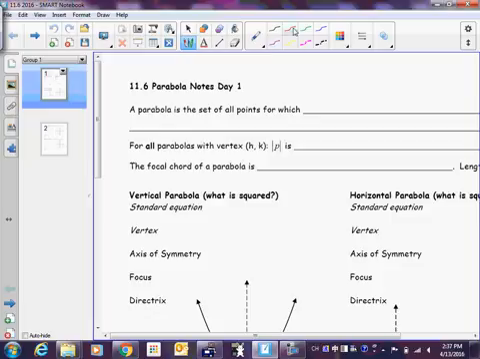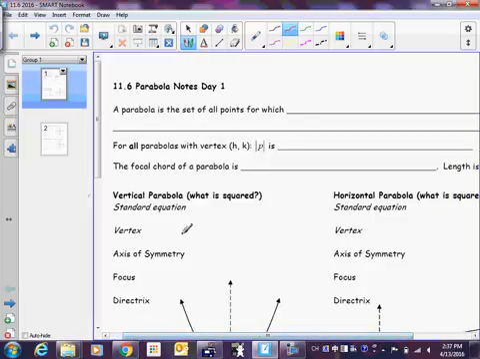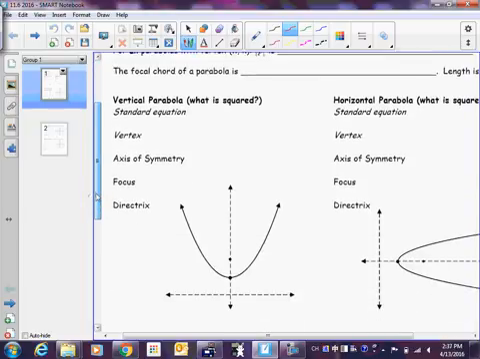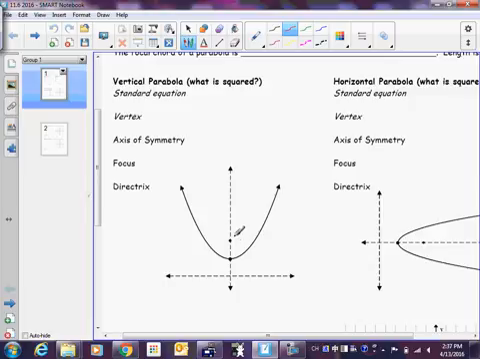Okay, so a parabola is a set of all points. Now, we've had this definition, not something you have to memorize, but with ellipses and hyperbolas, we had 2 focus points. But with a parabola, we have 1 focus point, and I'll come back here, and then we have 1 line. Okay?